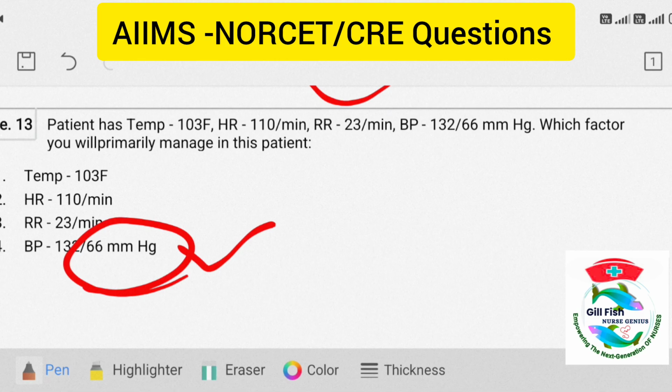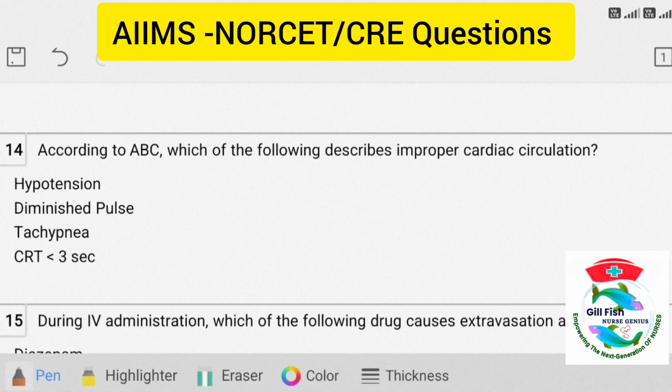Okay, fine. Next question. According to ABC, which of the following describes improper cardiac circulation? ABC means airway, breathing and circulation. Option 1, hypotension. Option 2, diminished pulse. Option 3, tachypnea, and CRT less than 3 seconds. So according to ABC, which will be the correct answer?